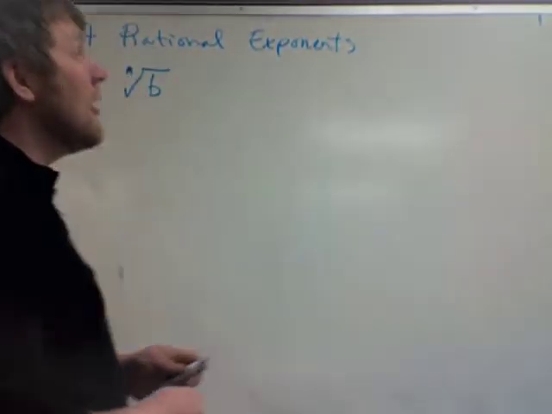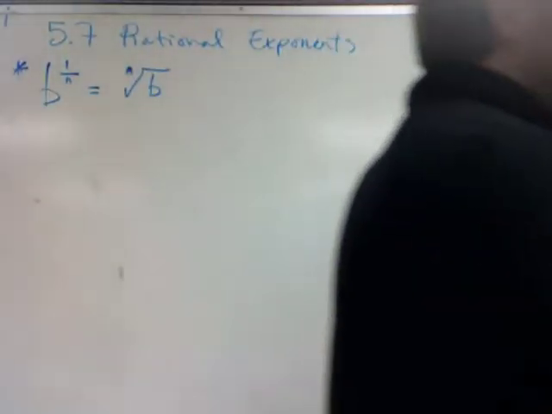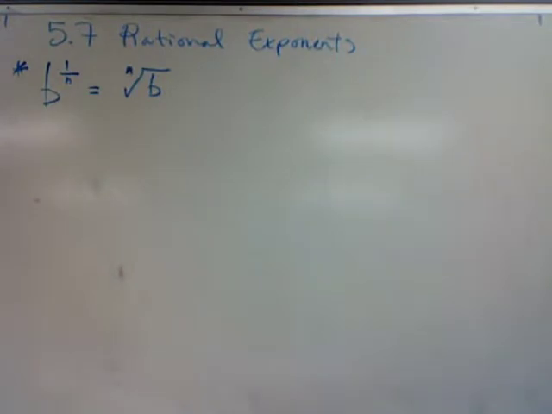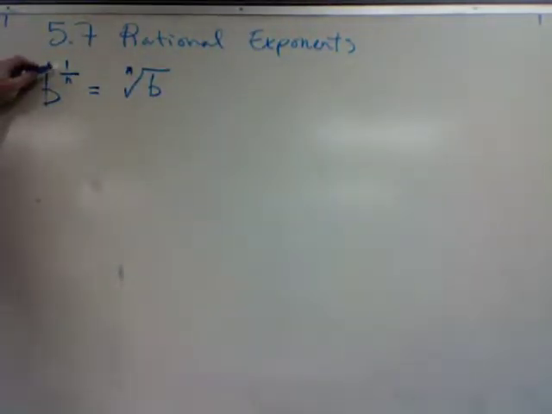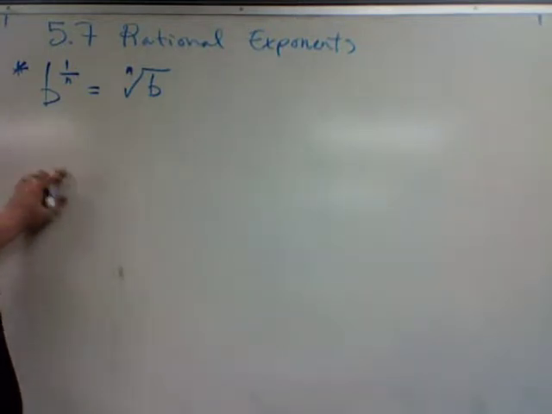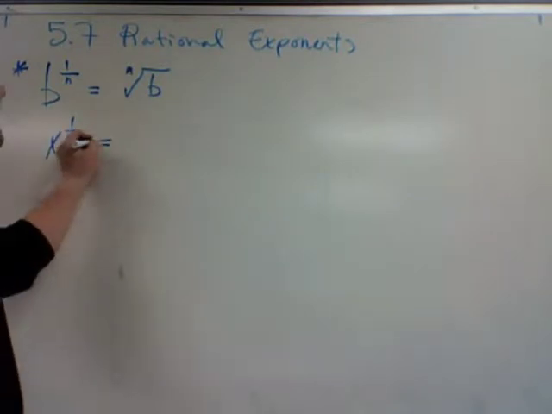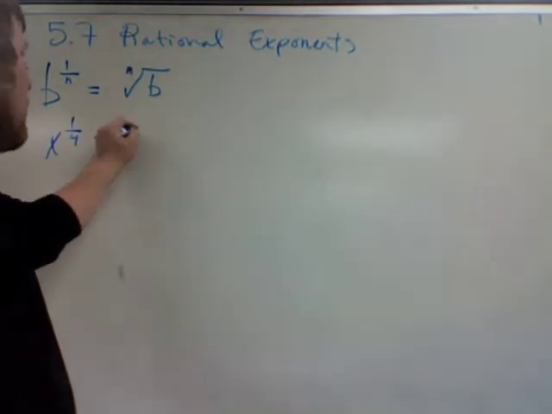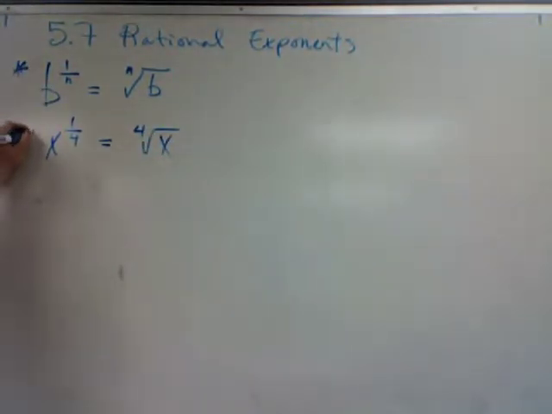All right, welcome. Today we are going to talk about section 5.7, which is about rational exponents. One of the rules that we need to follow is taking a power that has a rational exponent and changing it into an nth root. Just a couple examples here. Let's say that I had x to the 1/4 power. That would be the same thing as saying the 4th root of x.